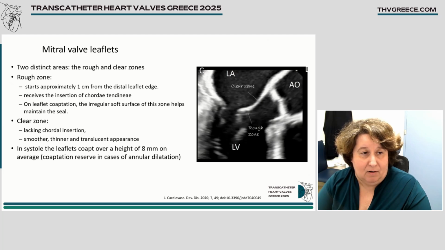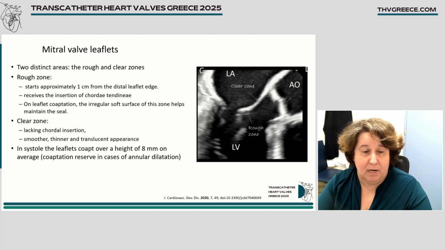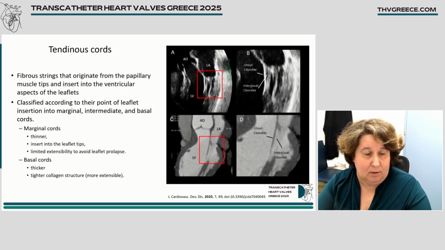When we see the mitral valve leaflets, there are two different areas. A rough one that starts approximately 1 centimeter from the distal leaflet edge and receives the insertion of the chordae tendineae, and a clear one, which is smoother, thinner, and lacking any chordal insertion. In systole, the leaflets go up to a height of approximately 8 millimeters. So this is a coaptation reserve in cases when we have annular dilatation.